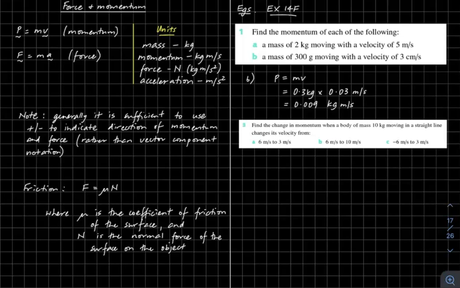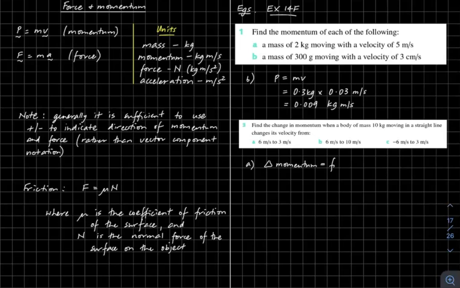Likewise with this question, let's just consider one part. We're being asked to find the change in momentum when a body of mass 10 kilograms moving in a straight line changes its velocity from 6 meters per second to 3, if we do part A there. So in part A, the change, I'll use delta there to indicate change.